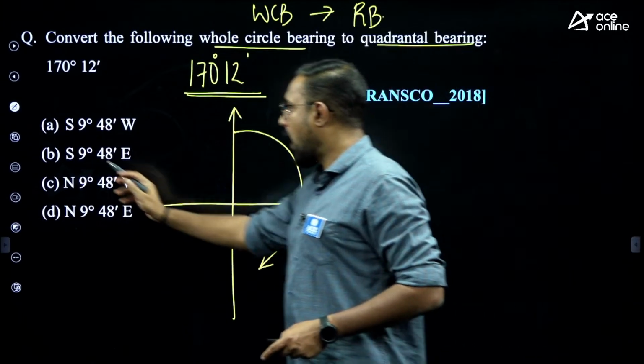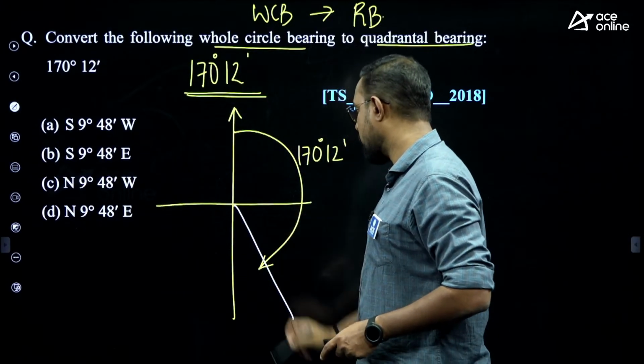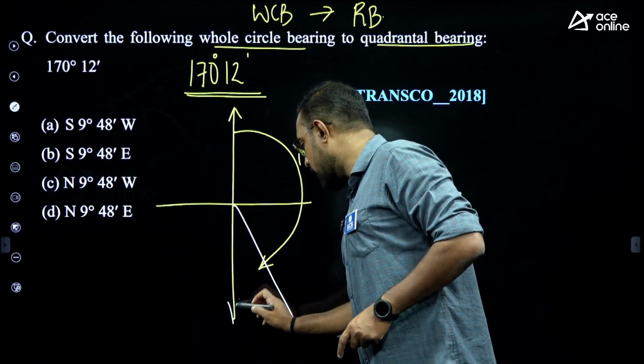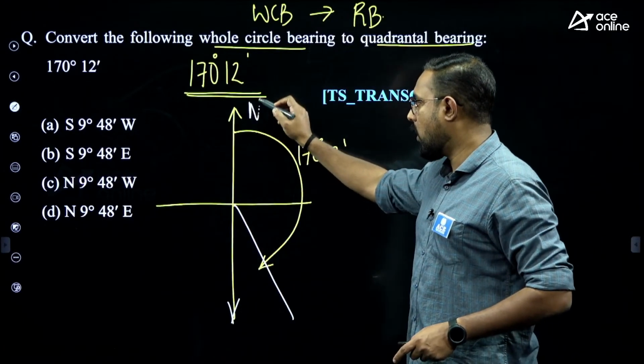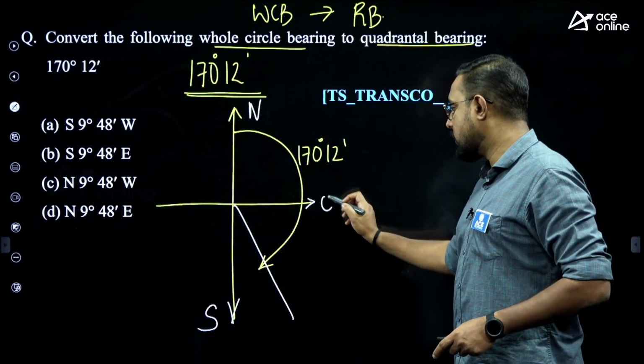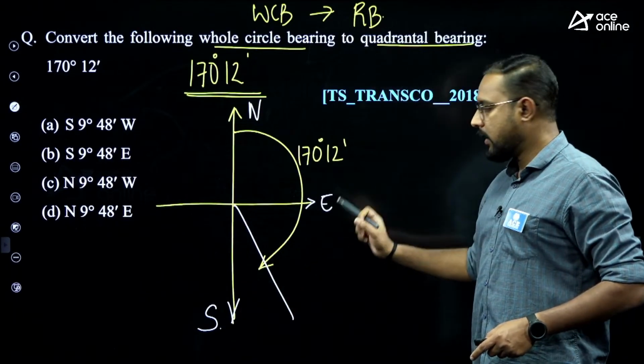Okay, so how is my line lying? You see, my line will lie here. This is how my line is going to lie. Now please tell me, what is this quadrant here? If this is north, what is this? This is south. And what is this? This is east. So where does the line lie? The line lies in the southeast quadrant.